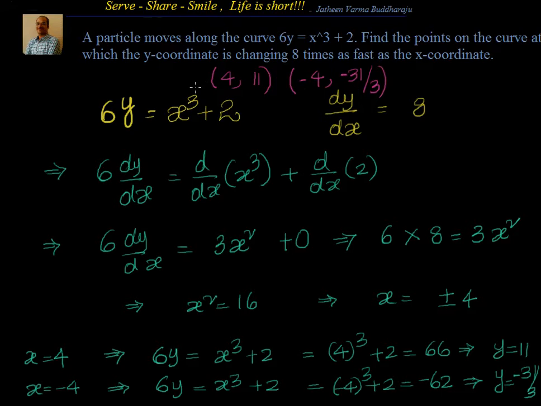Let us cross check that. 6 into y, 66, equal to 4 cube plus 2, 66 is okay. 6 into y, that is minus 31 by 3, is minus 62. x cube is minus 64 plus 2 is minus 62. So the 2 points on the curve at which the y coordinate is changing 8 times as fast as x coordinate, where dy by dx is equal to 8, are 4 comma 11 and minus 4 comma minus 31 by 3.